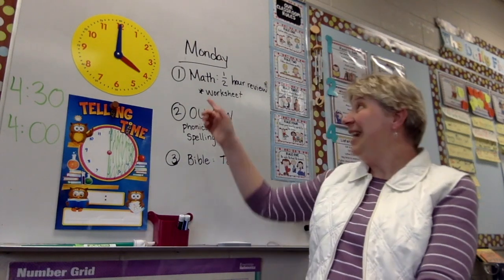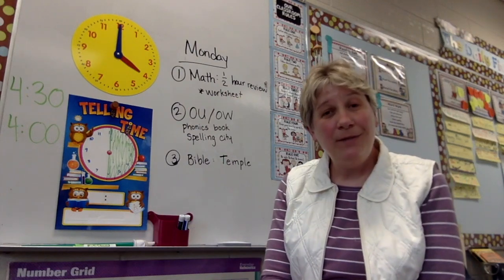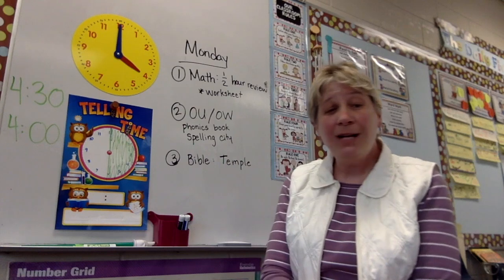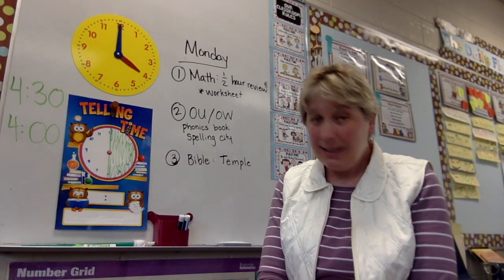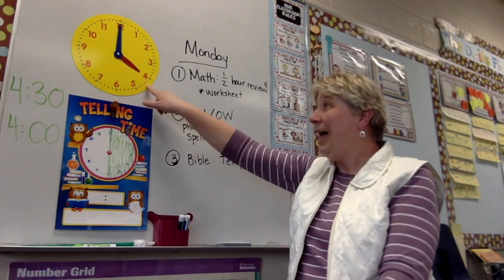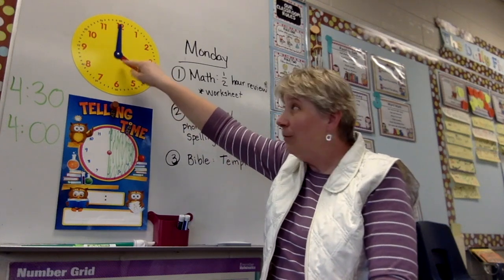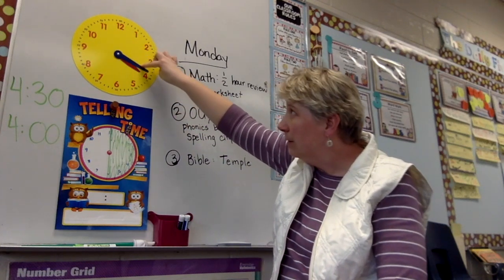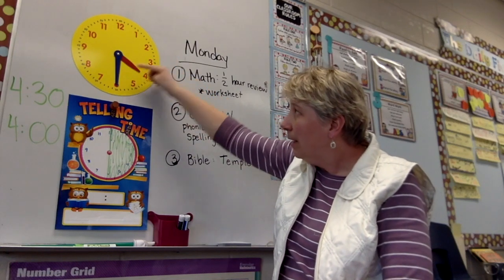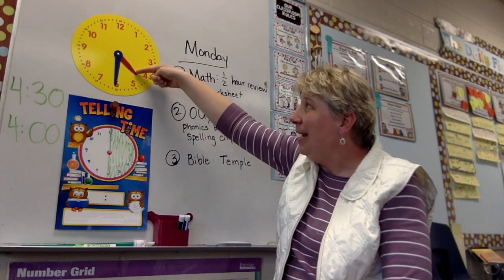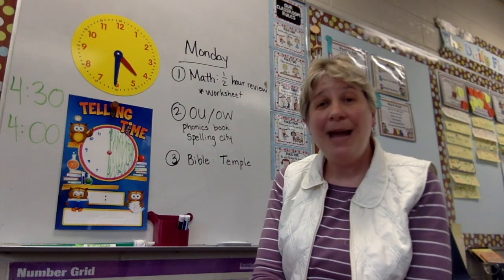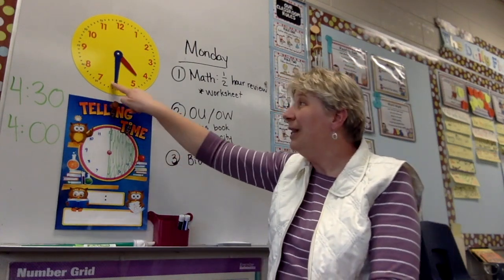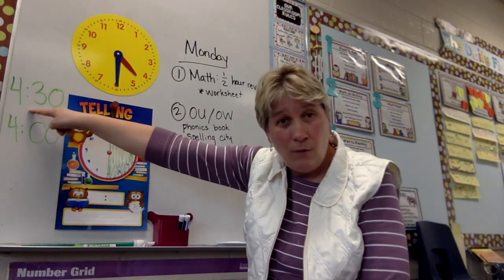We're going to start today with math and we're going to review what we talked about on Friday. Now remember on Friday we talked about half past with the minute hand. So when it's 4 o'clock and that minute hand goes halfway around and the hour hand goes halfway, we call that half past 4 o'clock. So half past 4 o'clock can also look like this, 4:30.